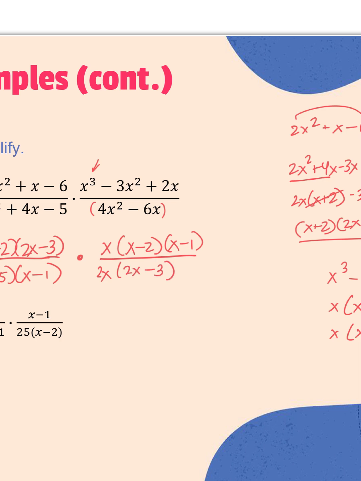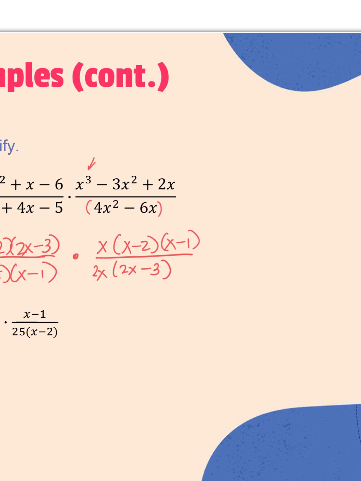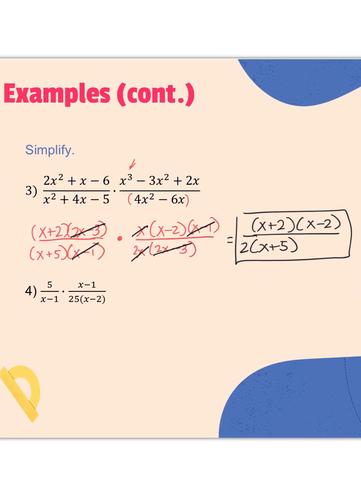And so now that I have it like this, I'm ready to start going through and canceling out my common things. So let me just erase that and give myself some space, right? So again, I've got a 2x minus 3 and a 2x minus 3. I have an x minus 1 and an x minus 1. I have an x and that x down there. So if I'm looking at this correctly, I see that I have an x plus 2 left over on the left, an x minus 2 left over on the right, and an x plus 5 at the bottom, and a 2. That 2, I like to put in the front. And so that is the final answer to that problem.